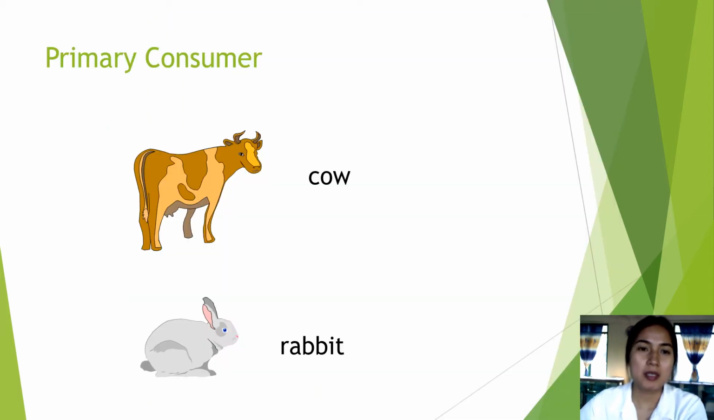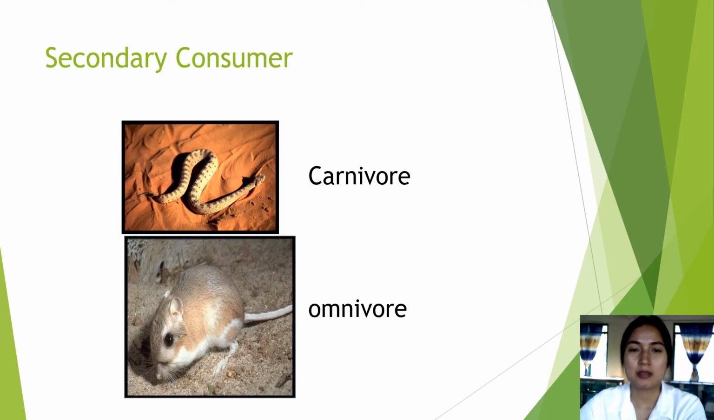We have here sample pictures of primary consumers. We have a cow and a rabbit. For secondary consumers, we have a snake. It is a carnivore, and a mouse, an omnivore.